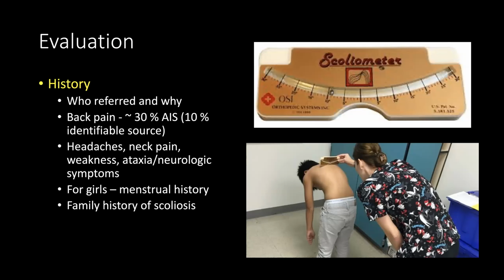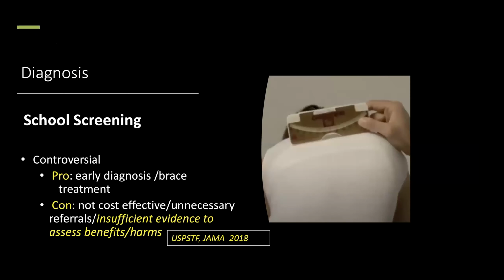We also need to be questioning about headaches, neck pain, weakness, any sort of ataxia or neurologic symptoms, which may be a clue to some underlying neuropathology. Obviously for girls, menstrual history, and then because of the genetic component, is there a family history?